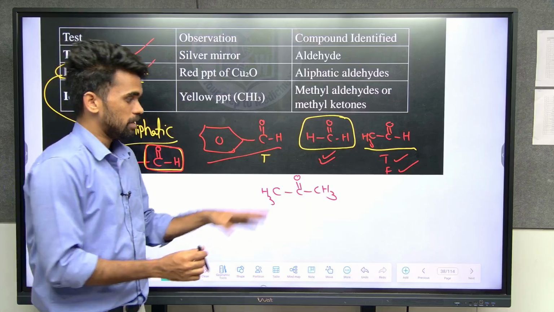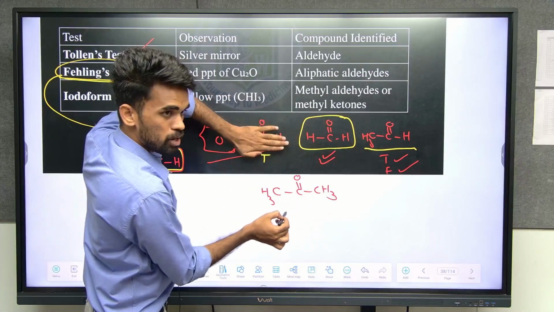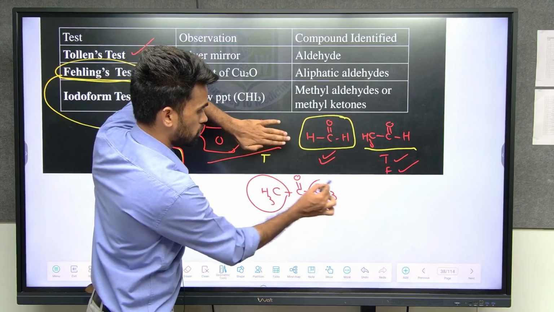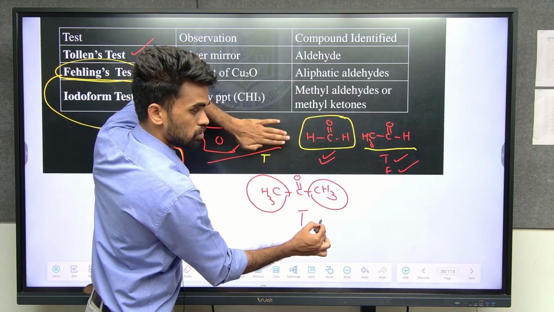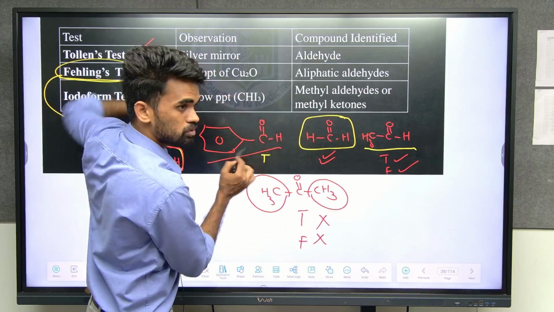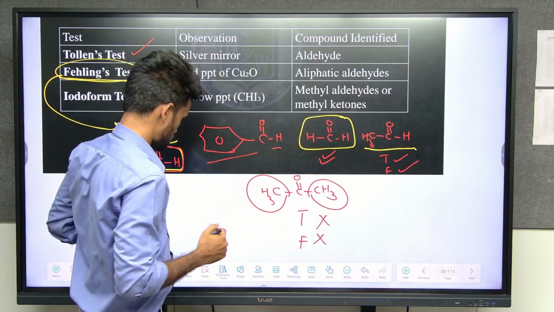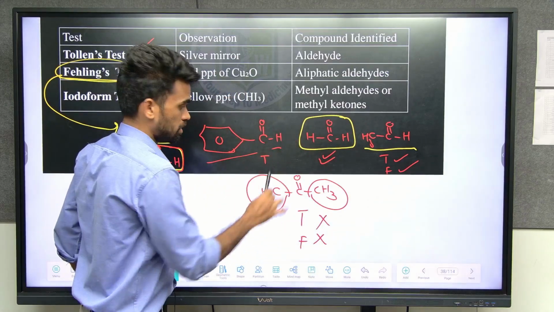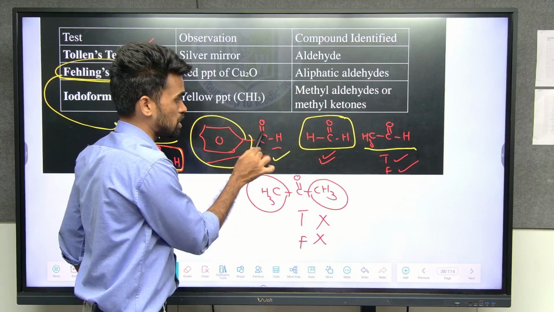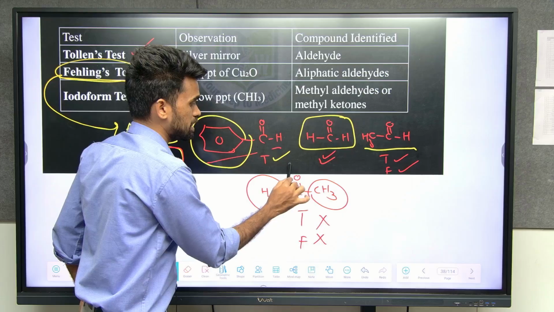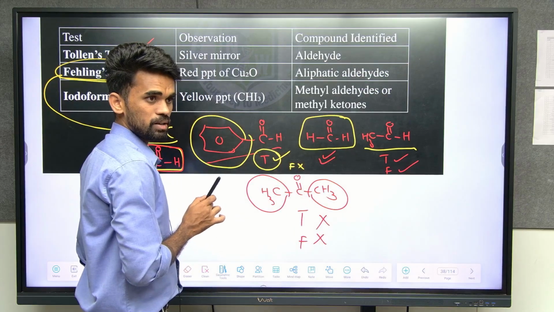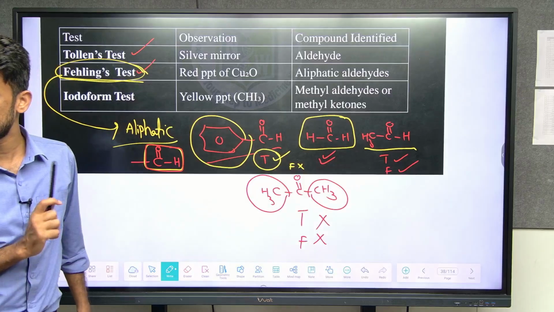Now keep it aside. First, tell me about this last compound. Tell me whether it is an aldehyde or a ketone. Ketone. Tollens test? No. Fehling's test? No. Clear now? Tell me about this one now. Tollens test? Yes, because the aromatic ring is there. So it is benzaldehyde, an aromatic aldehyde. Fehling's test is not given; it gives only Tollens test. Clear everyone? This was identifying aldehydes and ketones using Fehling's and Tollens tests.